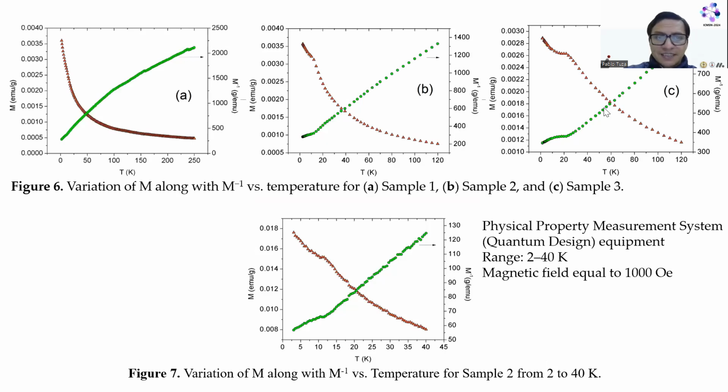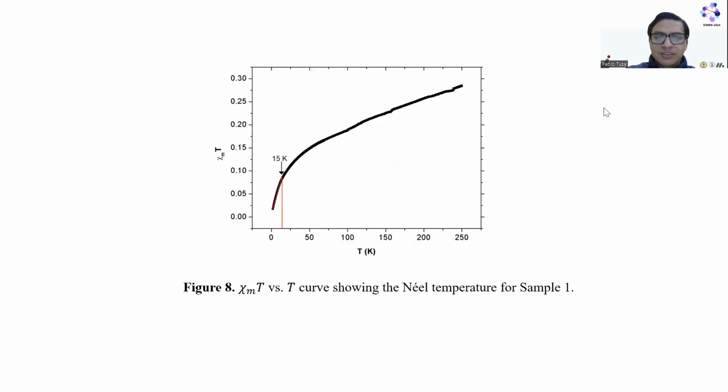Figure 6 presents the magnetization versus temperature curve for sample 1, sample 2, and sample 3 using a magnetic field of 100 Oersted. Figure 7 presents this same figure, but only for sample 2 and using a magnetic field of 1000 Oersted. Figure 8 presents the magnetic susceptibility times temperature versus temperature curve for the case of sample 1.